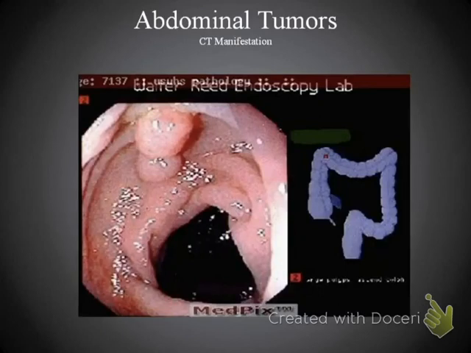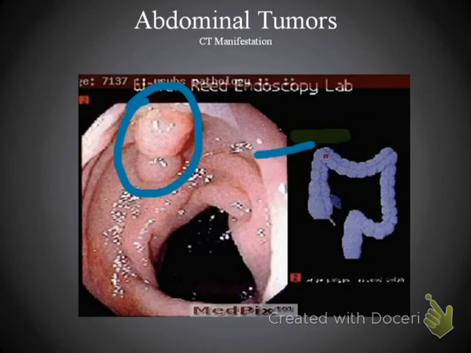So here are some polyps taken from an endoscopy or a colonoscopy. And these are polyps here. If we refer to this image, we see that it's almost at the hepatic flexure, where it's actually bridging between the hepatic flexure and the transverse colon.